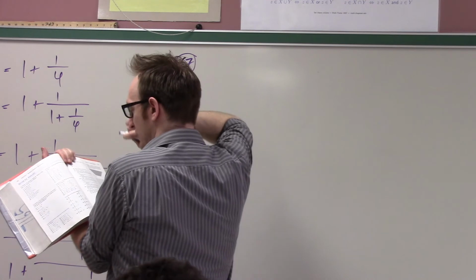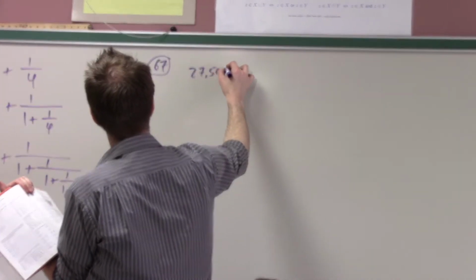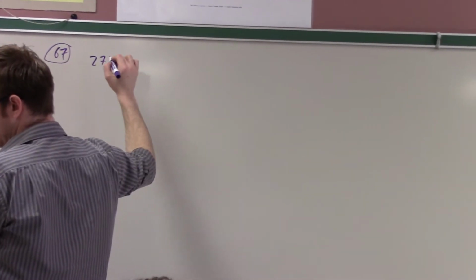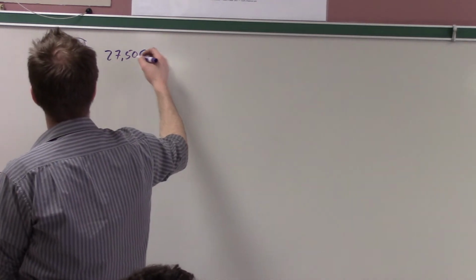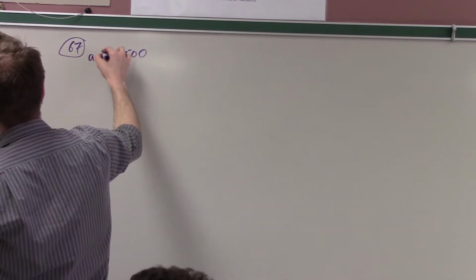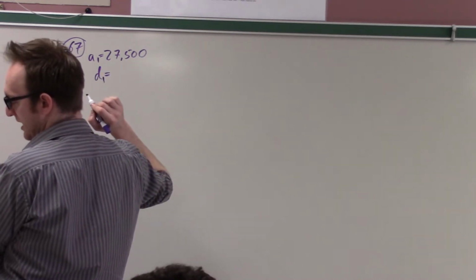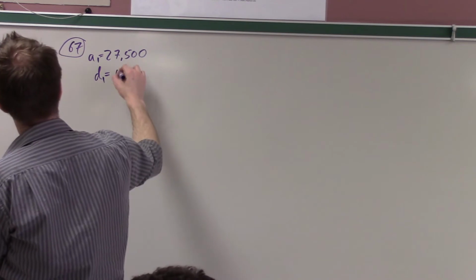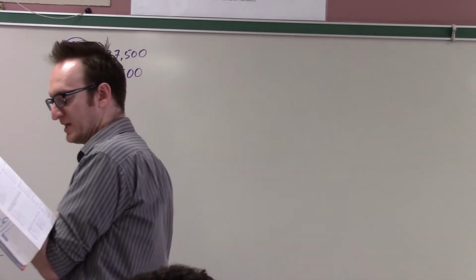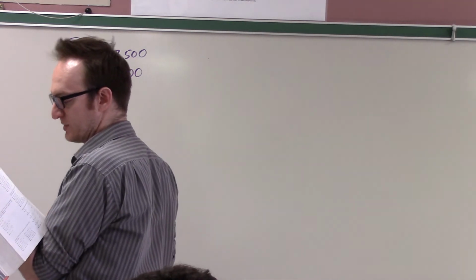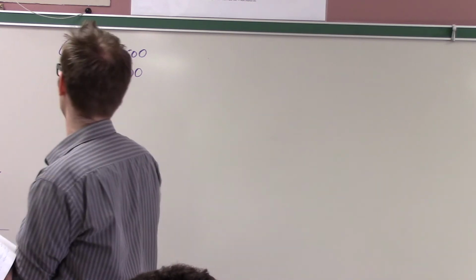67. A person accepts a position with a company and will receive a salary of $27,500 for the first year. The person is guaranteed a raise of $1,500 per year for the next 5 years. So this is like a sequence in which a sub 1 is 27,500 and d is 1,500. And then determine the person's salary during the 6th year of employment. Okay, I don't feel like doing that. Determine the person's total compensation with the company through 6 full years of employment.